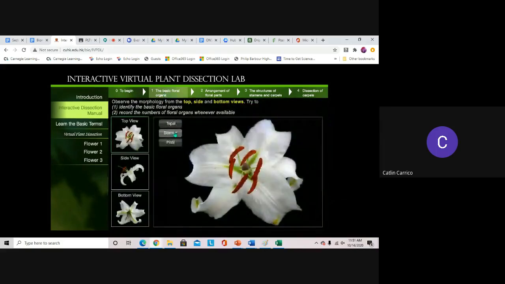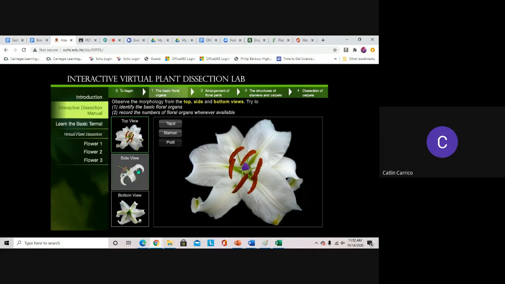All right, so we look at this lily here. We're looking at what's called the morphology, or the way the plant is set up from top, side, and bottom views. So we're going to try and identify the basic floral organs, record the numbers of floral organs whenever available. So we have the tepal, the stamen, and the pistil. From our top view, we have your tepal, which is the petals and then those early leaves that protect the bud. You have your stamens, and then your pistil.